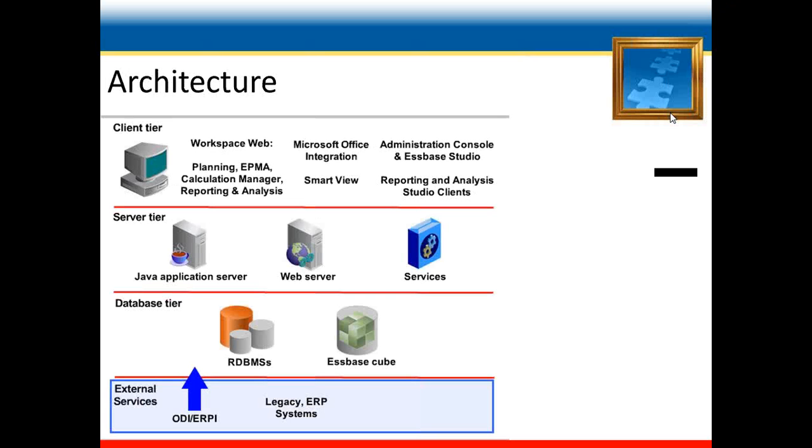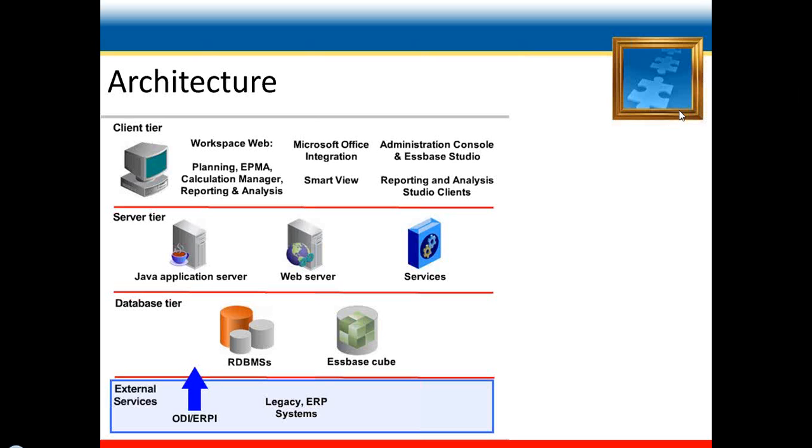Now we will see the architecture of planning. Planning architecture contains client tier, service tier, database tier, and external services. The client tier consists of workspace, web planning, EPMA, calculation manager, reporting and analysis, Smart View, administration console, and SBS Studio, reporting and analysis studio client.